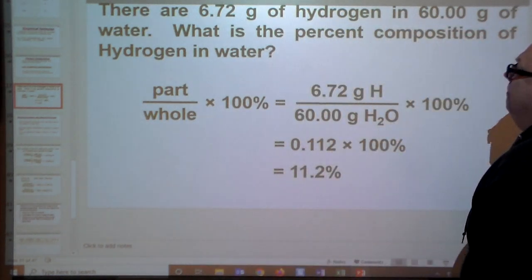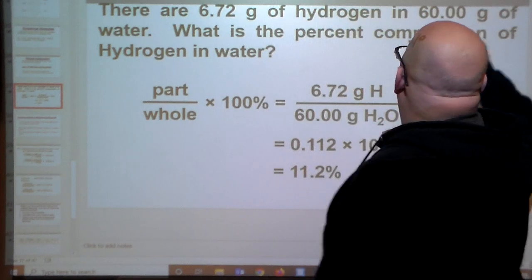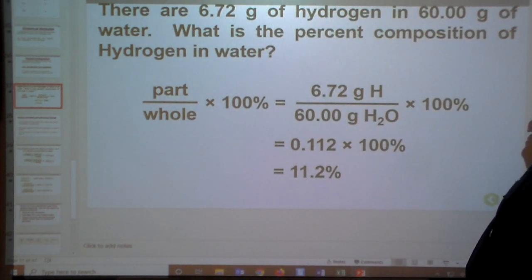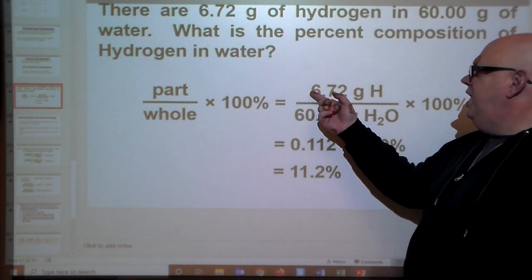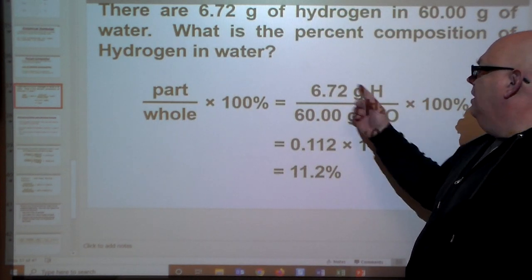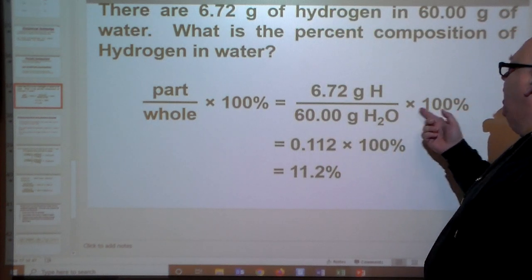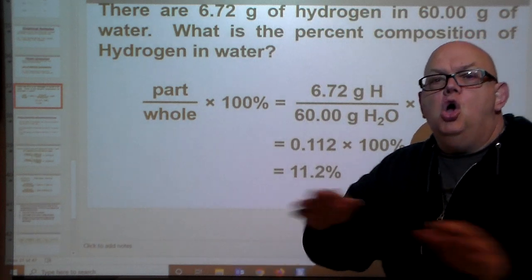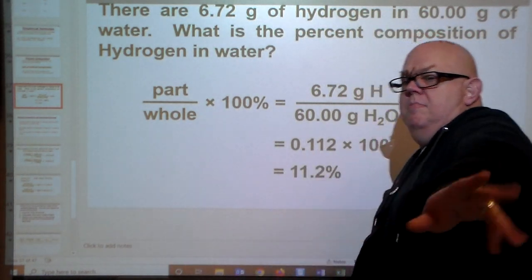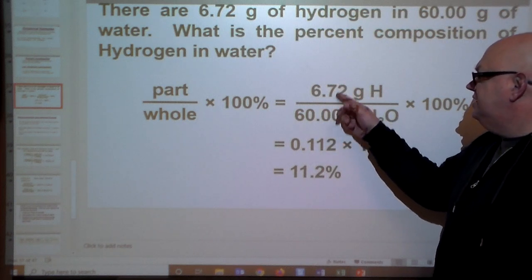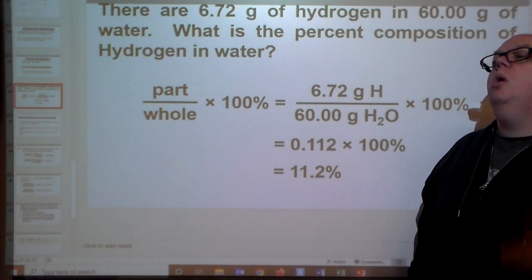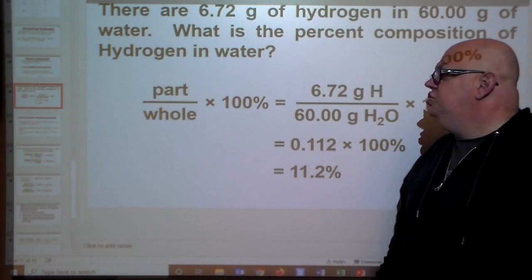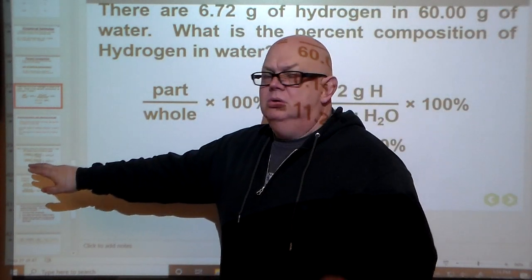All right. So, there are 6.72 grams of hydrogen in 60 grams of water. What is the percent composition of hydrogen in water? Okay, so we know about the part over the whole times 100. So they gave us 6.72 grams of hydrogen over 60 grams of water times 100%. Don't use the percent key on your calculator. Messes up everything. So when you divide this out, you get 0.112 times 100, and that gives you 11.2%. Yeah, so hydrogen as part of water is just a little over 11%.